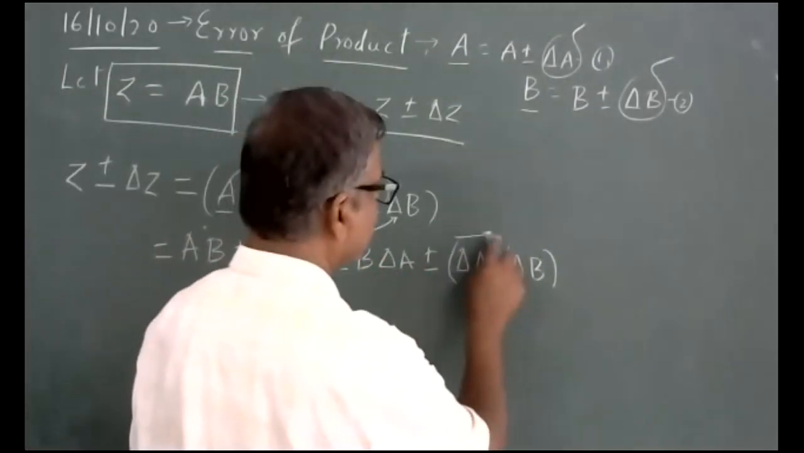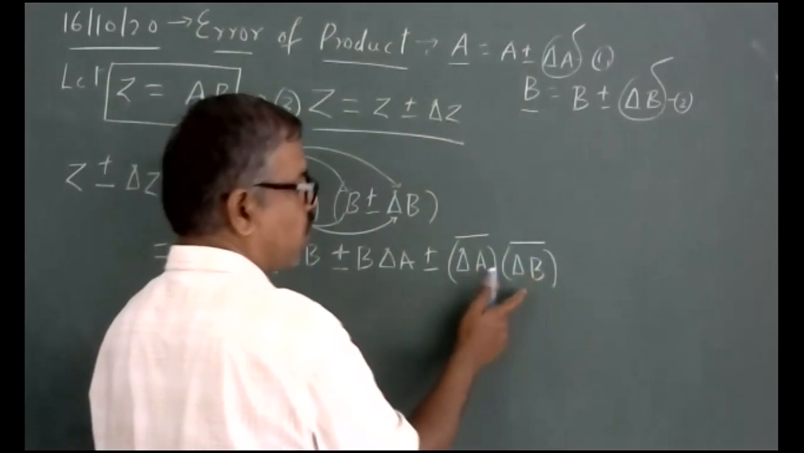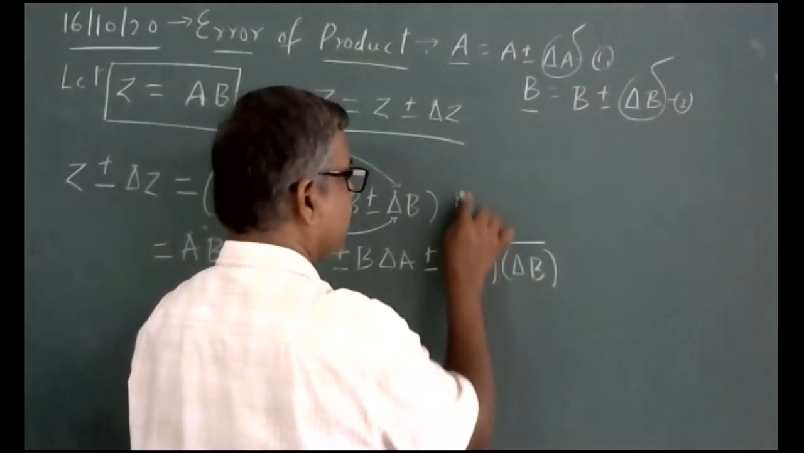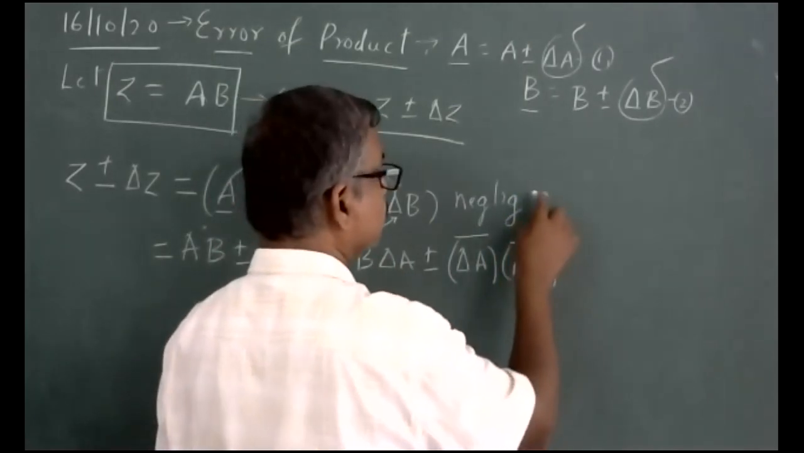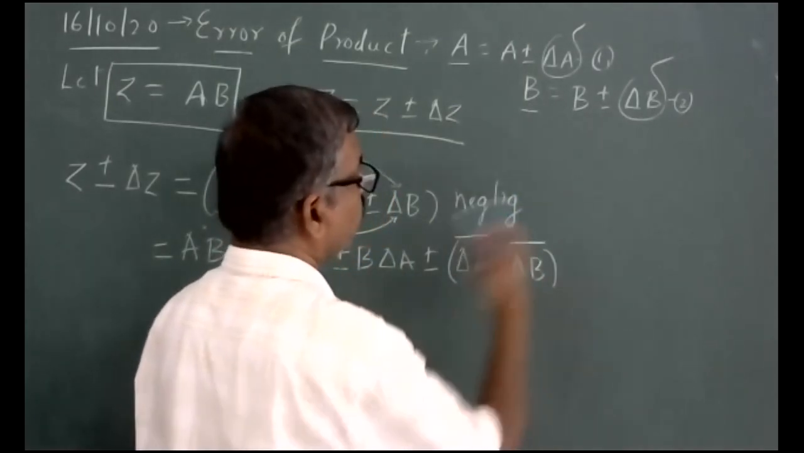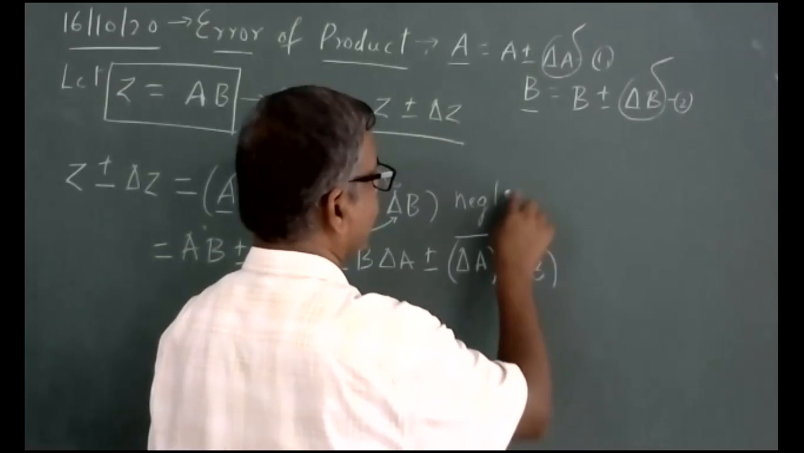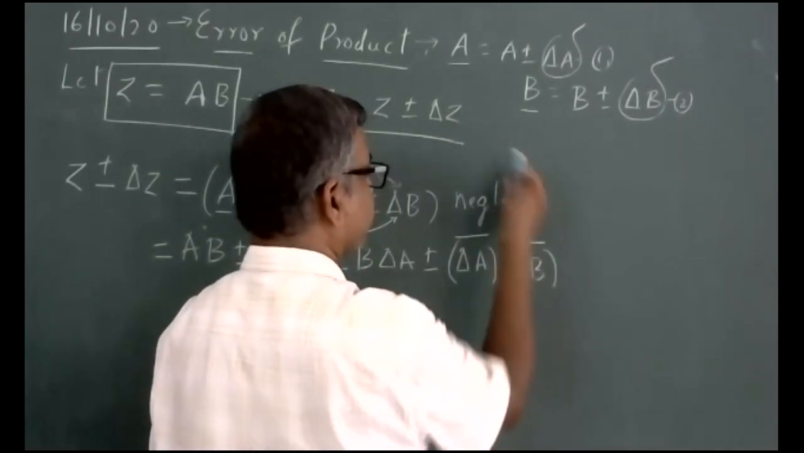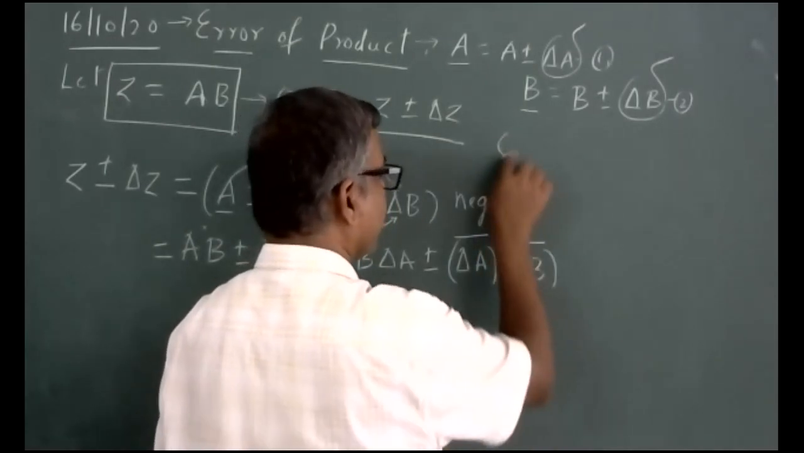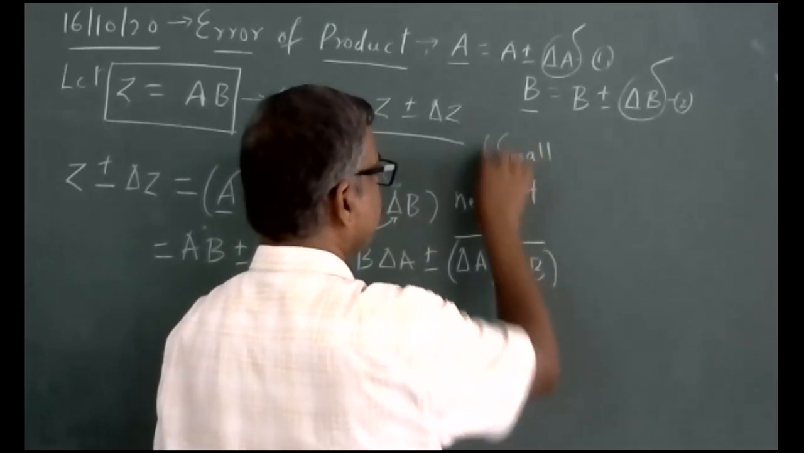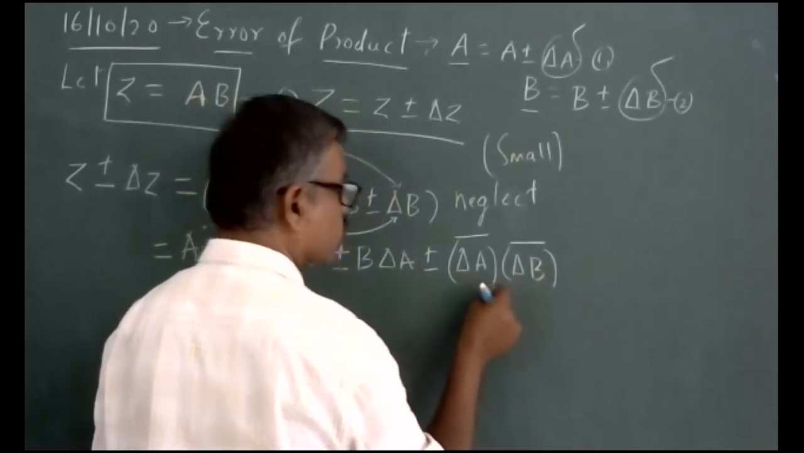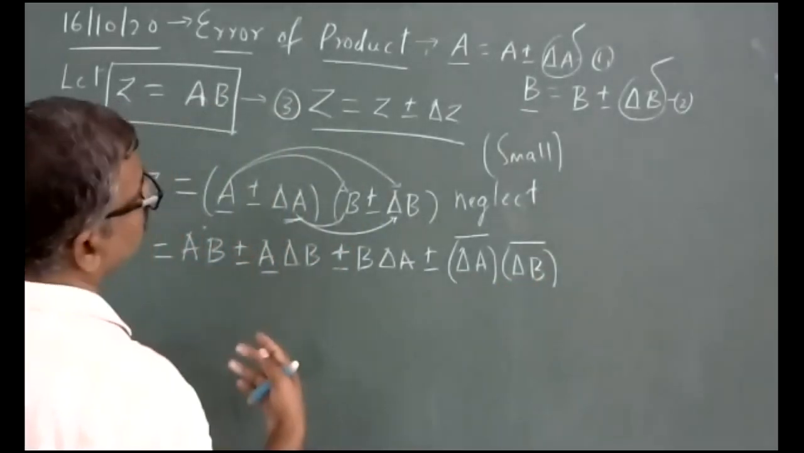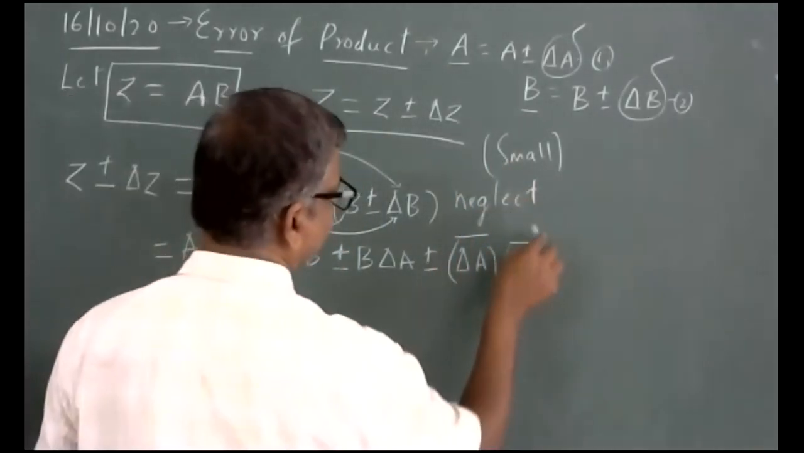Since delta A and delta B are small, the product is negligible. So I am going to neglect it. Since delta A is small and delta B is small, the product of two small quantities gives a still smaller quantity. I am going to neglect this part.